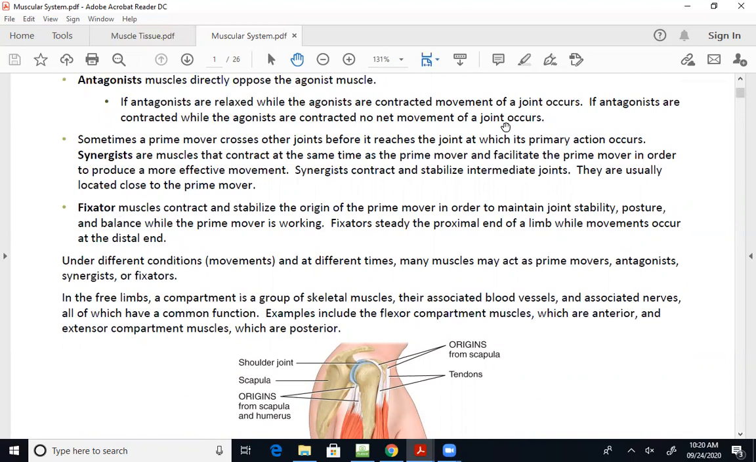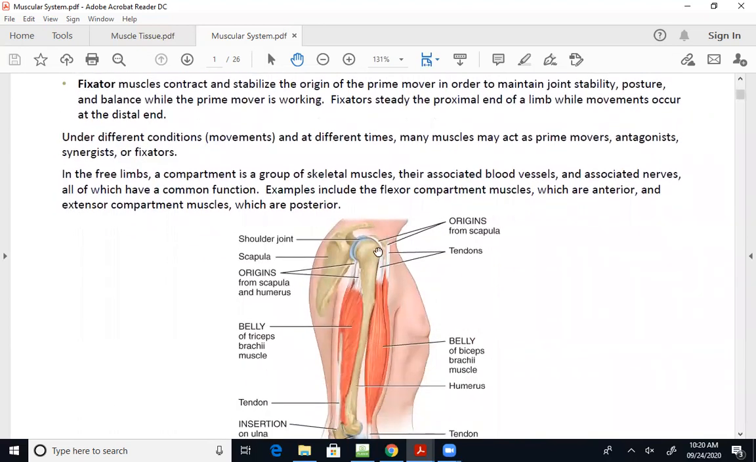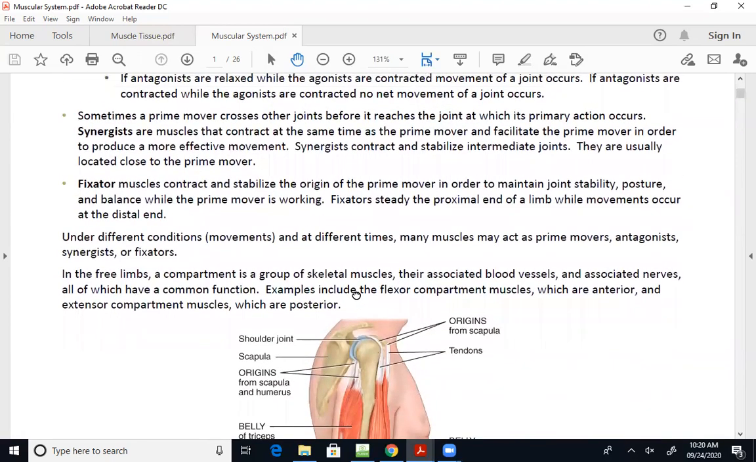Okay. Now, sometimes a prime mover crosses other joints before it reaches the joint at which its primary action occurs. Your biceps is an example of this. It crosses your shoulder, but its main job is to move the elbow. Okay. We have what are called synergists, which are muscles that contract at the same time as the prime mover and facilitate the prime mover in order to produce a more effective movement.